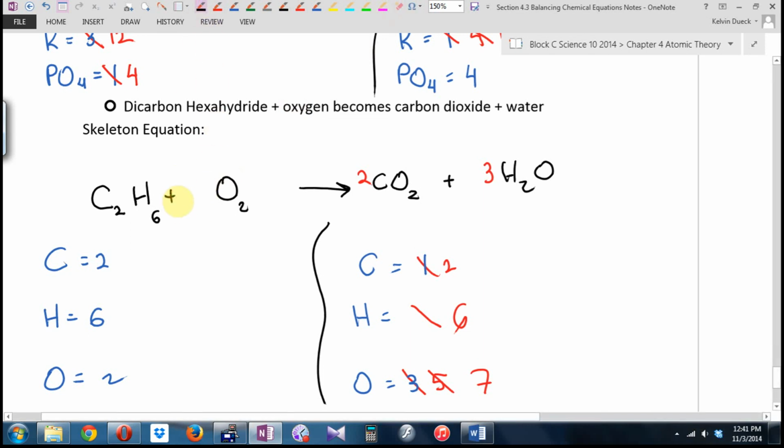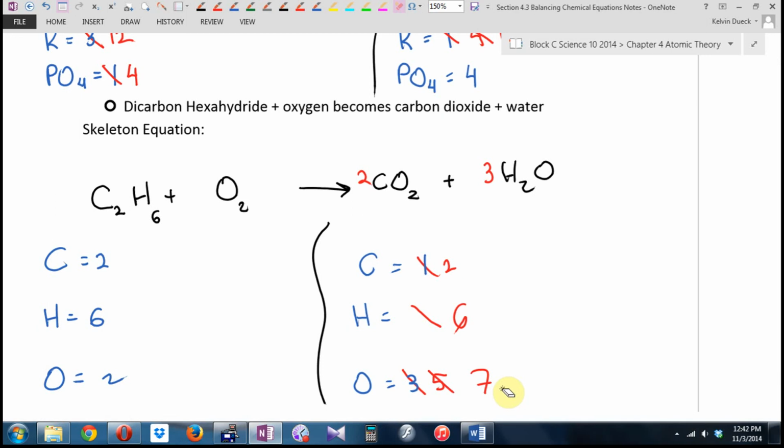Put your pencils down. I'm going to show you a trick that works. Look up. Here's the problem. How many oxygens on the left-hand side? How many on the right? 7. Can I turn a 2 into a 7? No. I can, sort of. What would you multiply a 2 by to change it into a 7? It's going to be a decimal.